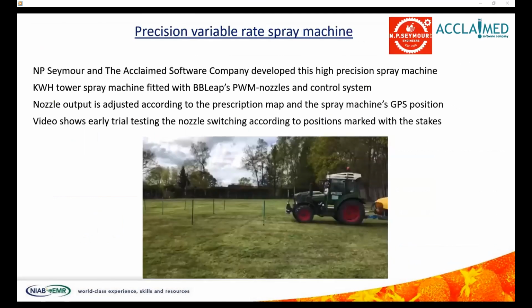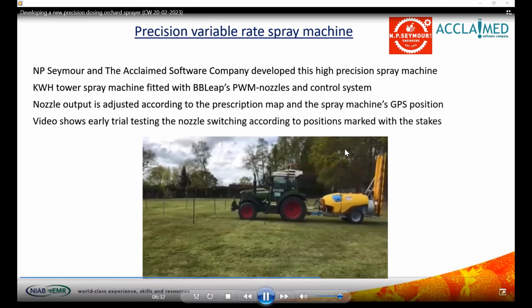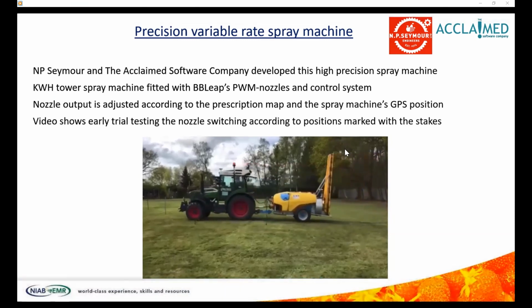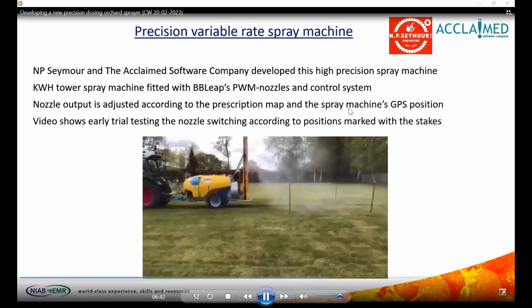So the video in this slide here shows some early testing of our prototype precision spray machine, testing out the positioning system, prescription maps, PWM nozzles and the nozzle controllers. The prescription map was set to trigger changes in the nozzle flow rates as they pass specific GPS positions, which you can see on the video marked by the green stakes in the ground. And you can see the spray plume from the nozzles switching on and off as the nozzles pass each of the stakes.